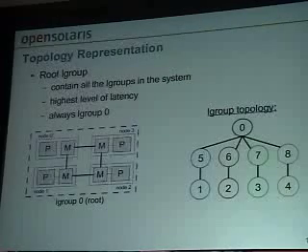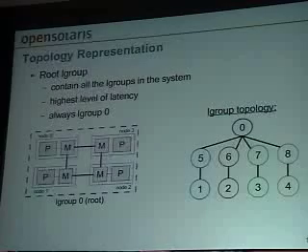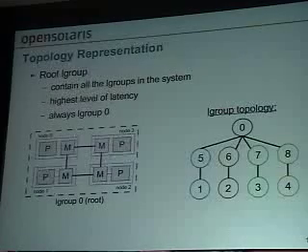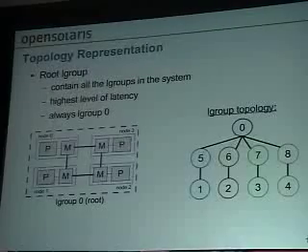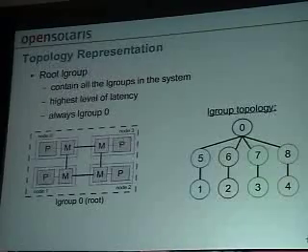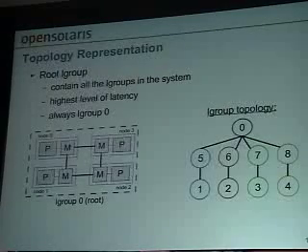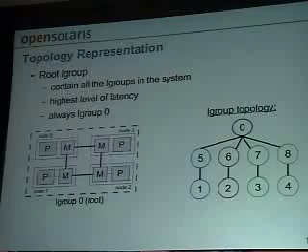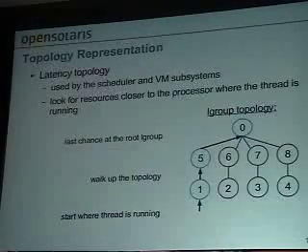And then at the root LGroup, which is the higher level and contains all the LGroups in the system, contains all the resources, and represents the highest latencies in the system, we contain all the CPUs, and it's usually the LGroup 0. So that's an example of topology for a 4-node ring NUMA machine.